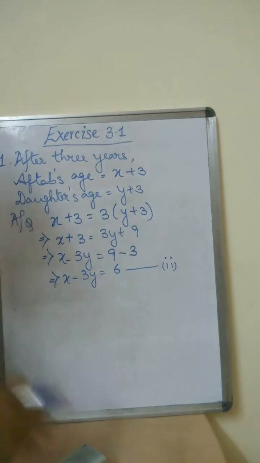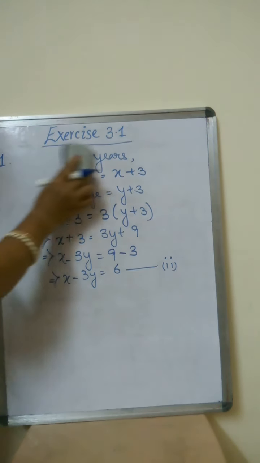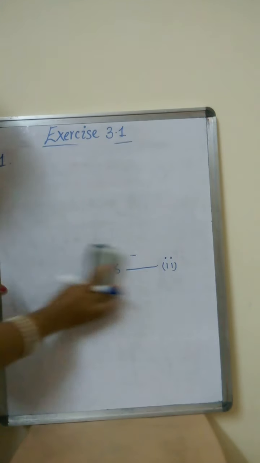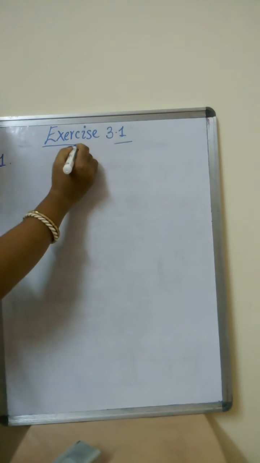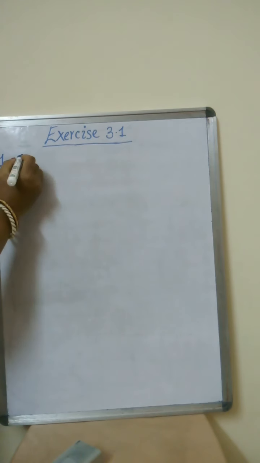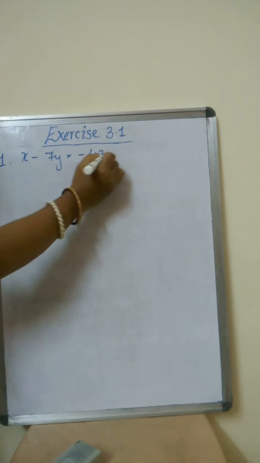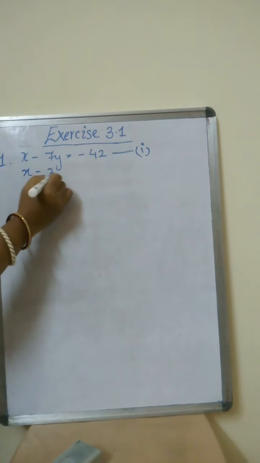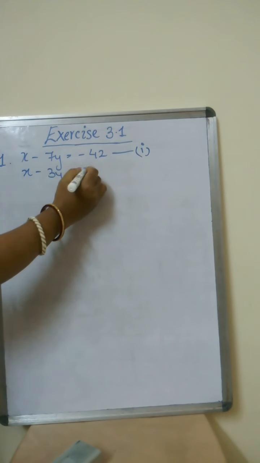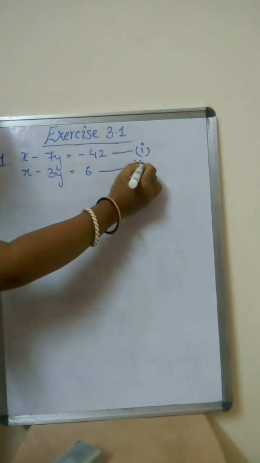represent it graphically. Now how are we going to do it graphically? You have done it in grade 9 also. Those who have not understood or do not remember, you can see how I am solving. It is very easy to do. We have two equations. Let me write them down first: X minus 7Y is equal to minus 42, this was my first equation, and X minus 3Y is equal to 6, this was my second equation.